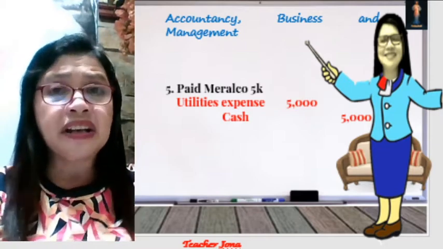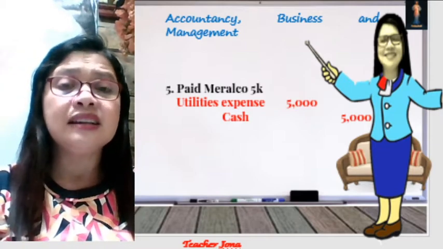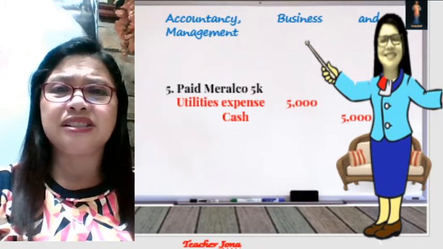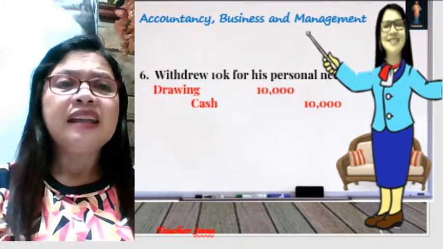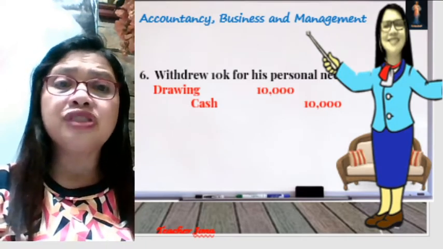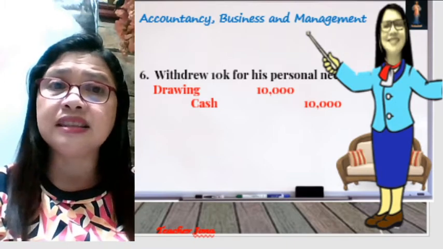So to decrease your cash, which is an asset, you do a credit to cash. Next, transaction number six: the owner withdrew 10,000 for his personal needs.